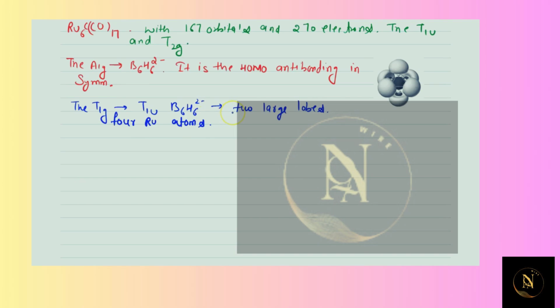There may also be fragment lobes of d orbitals on the ruthenium atoms. Here is the given structure. According to this, the given orbitals are this.